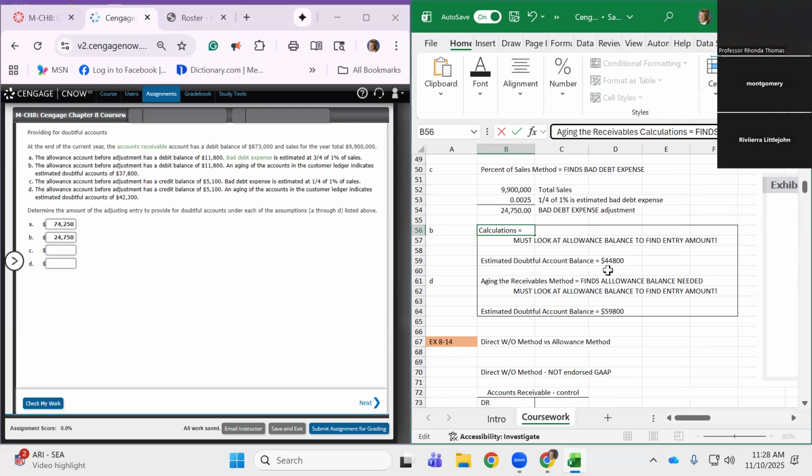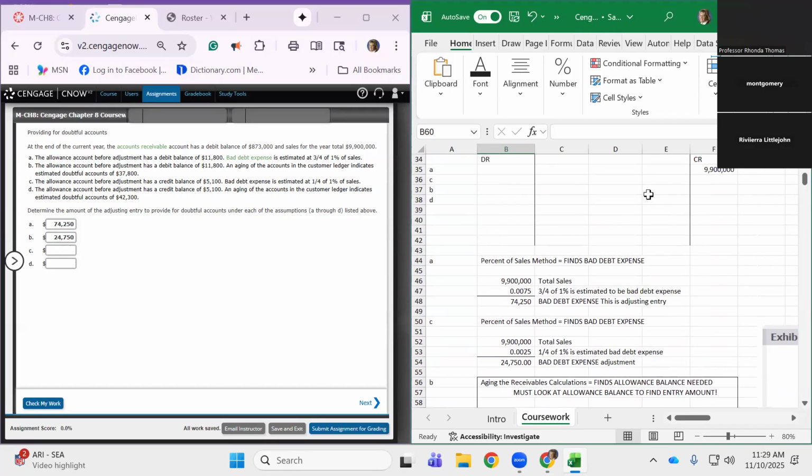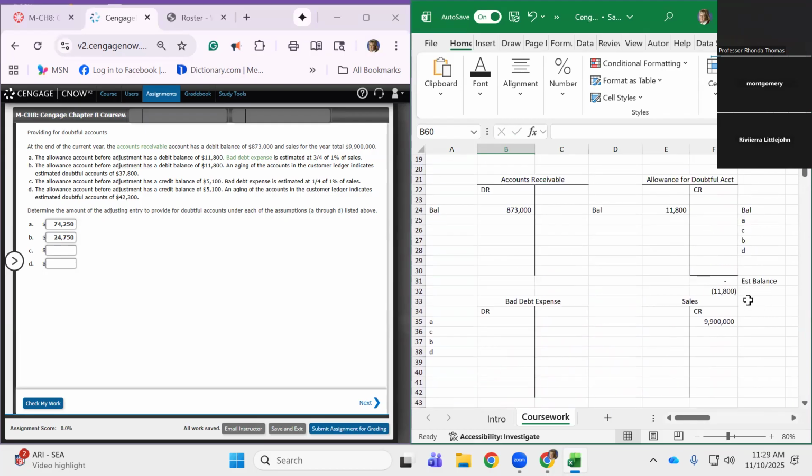So our estimated doubtful account balance for B says that my allowance should have $37,800. You might write that down, whatever your B says. So you say, I don't get it. Here comes the visual. Here's what they want in this account. Based on aging the receivables, they want $37,800.